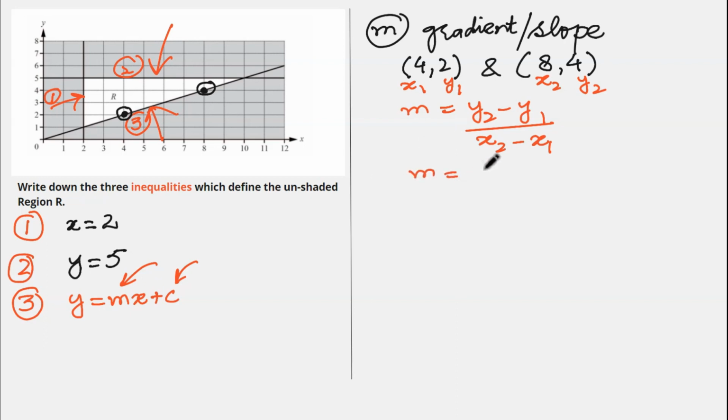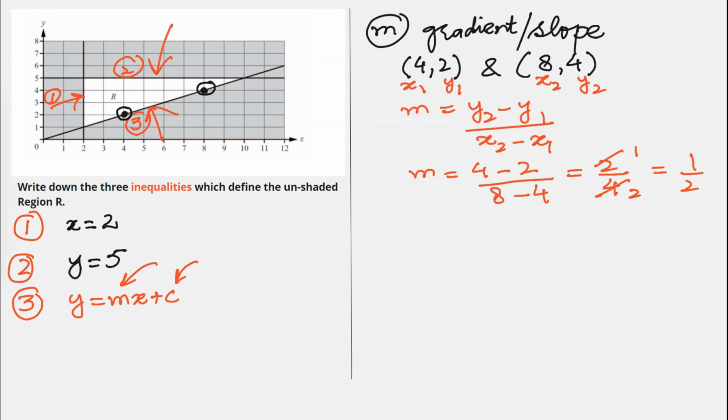So your m is y2, which is 4, minus y1, which is 2, over x2 minus x1, which is 8 minus 4. If you simplify this, 4 minus 2 is 2 and 8 minus 4 is 4. If you divide both by 2, 2 1s are 2 and 2 2s are 4. So your gradient is 1 by 2.